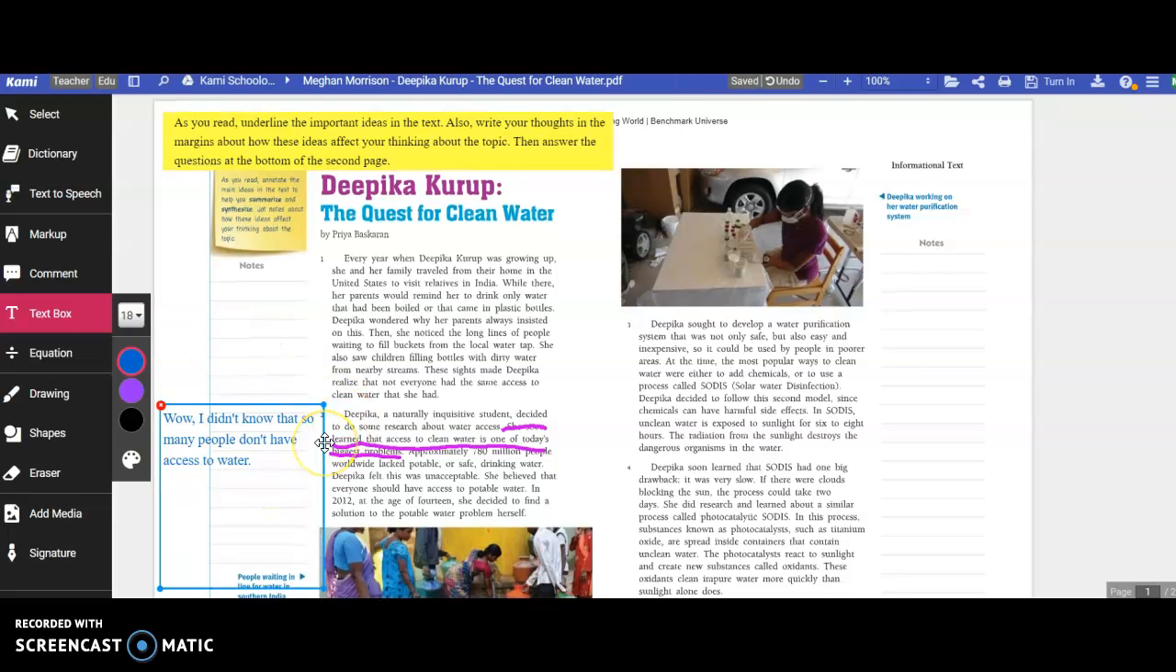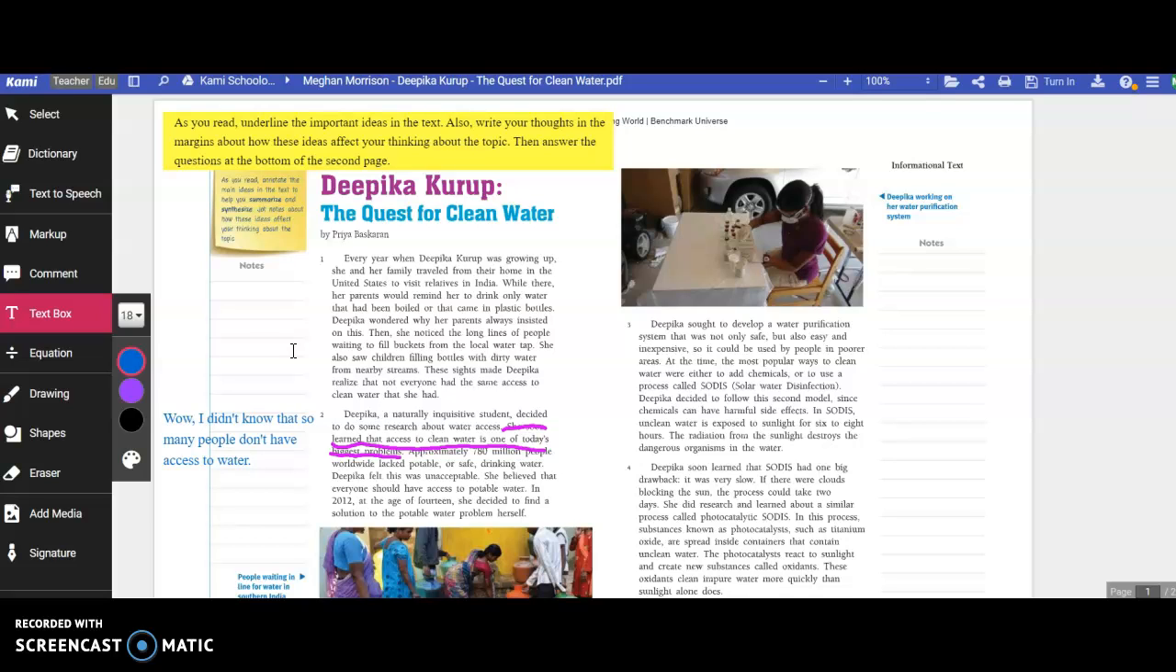So I underlined something that was important and I wrote my thought about it in the margin. It could be a question, or it could be a connection. Maybe you've heard that in an area of Michigan, people don't have access to clean water. Or on the Navajo reservation in New Mexico, having clean water is an issue. Any connections, ideas, or thoughts you have, I want you to look for three important ideas, and then write three things in the margin related to those ideas.